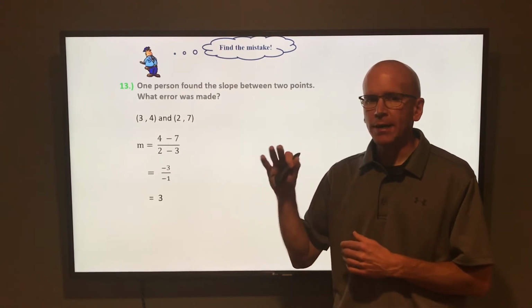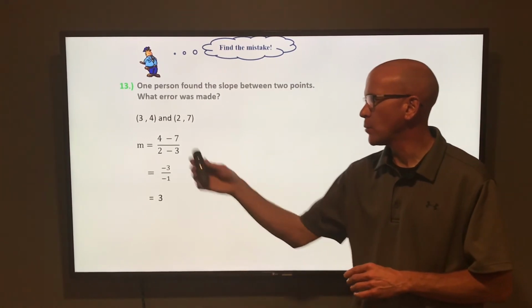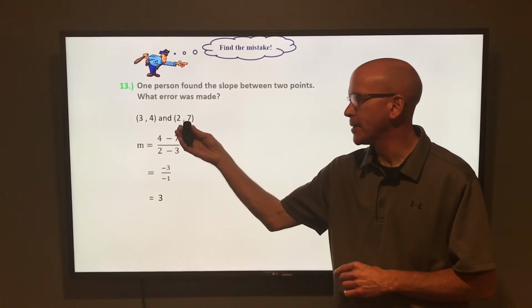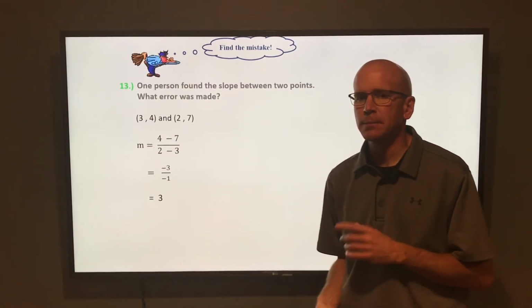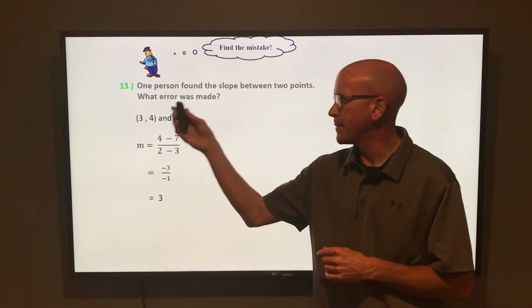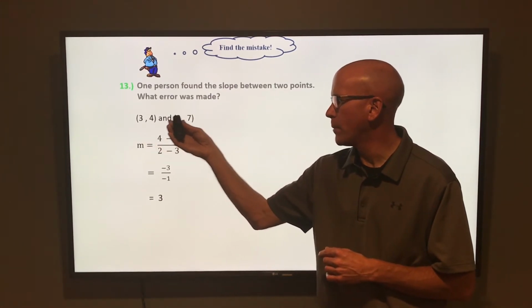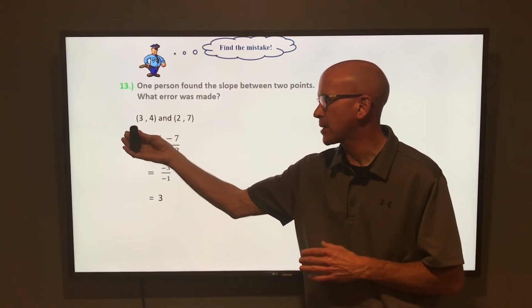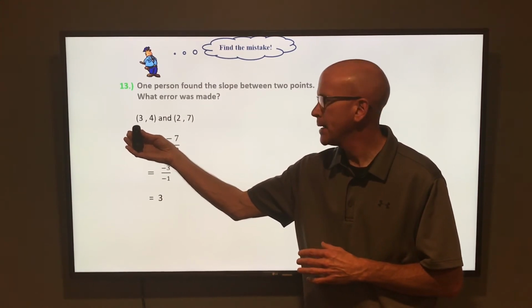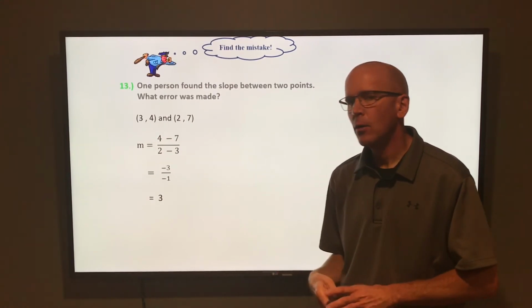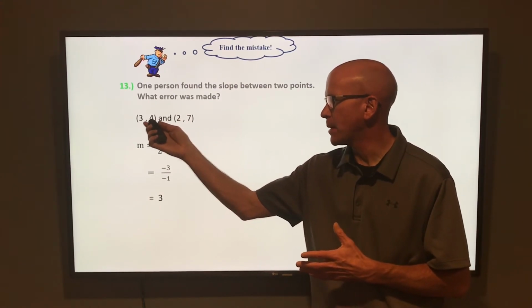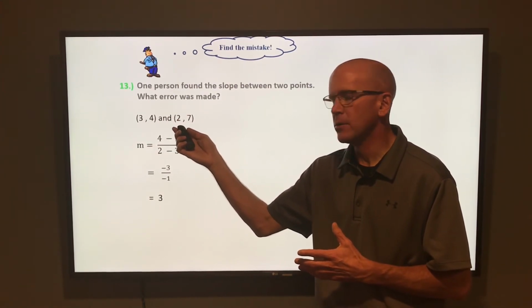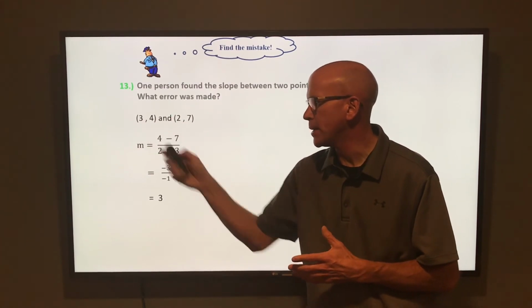Remember, slope is rise over run. So to find the change in y, this person took 4 minus 7, but to find the change in x, they took 2 minus 3. That's the problem. If you're going to start by finding the change in y and taking 4 minus 7, to find the change in x, you have to come back here to this point and do 3 minus 2. Or you could start with, to find the change in y, 7 minus 4, as long as you come back here to find the change in x and do 2 minus 3.